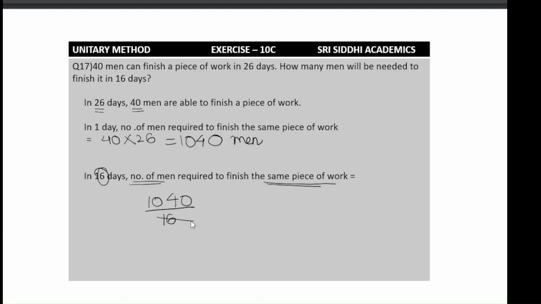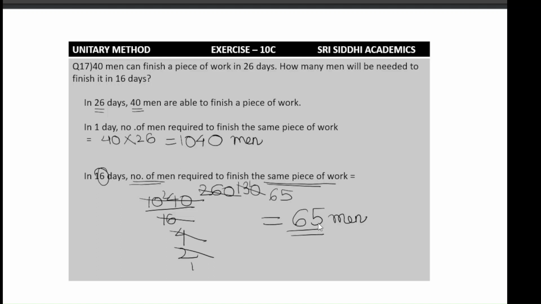So if I divide this, what will I get? 4 4s are 16, 4 2s are 8, 10 minus 8 is 2. So 2 comes here, 4 6s are 24 and then 0 at the end, right? Again, can I not divide by 2? Yes, of course. 2 2s are 4, 2 1s are 2, 2 3s are 6 and 0. Again I can divide, 2 1s are 2, 2 6s are 12, and 13 minus 12 is 1. So 2 5s are 10. You can directly divide by 4 also. Instead of dividing 2 times, you can divide by 4, and then we get that for 16 days, the same piece of work will require 65 men, okay?